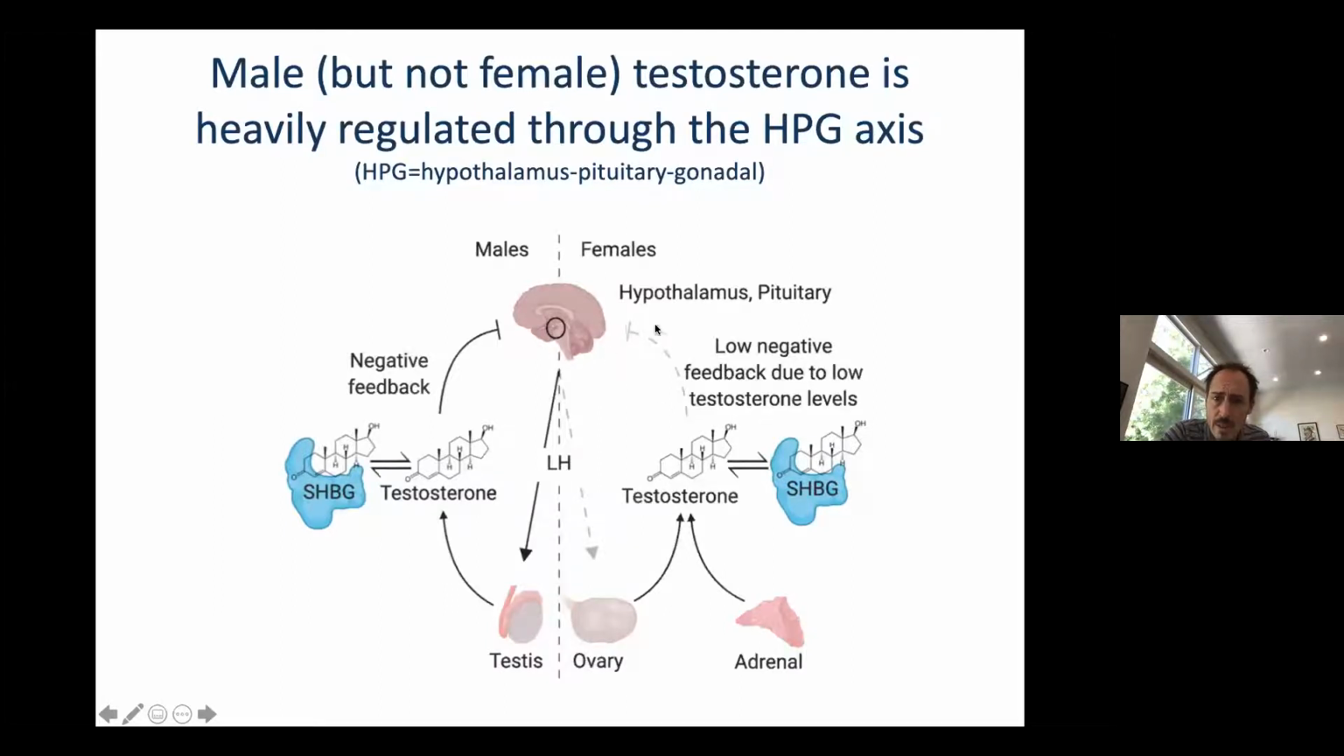So in females, in principle, the same pathway exists, but the positive effect from luteinizing hormone to testosterone production is much more complicated because there are multiple products that are stimulated by luteinizing hormone, and also the overall amount of negative feedback is very, very low just because there's not enough circulating testosterone to really drive that feedback.